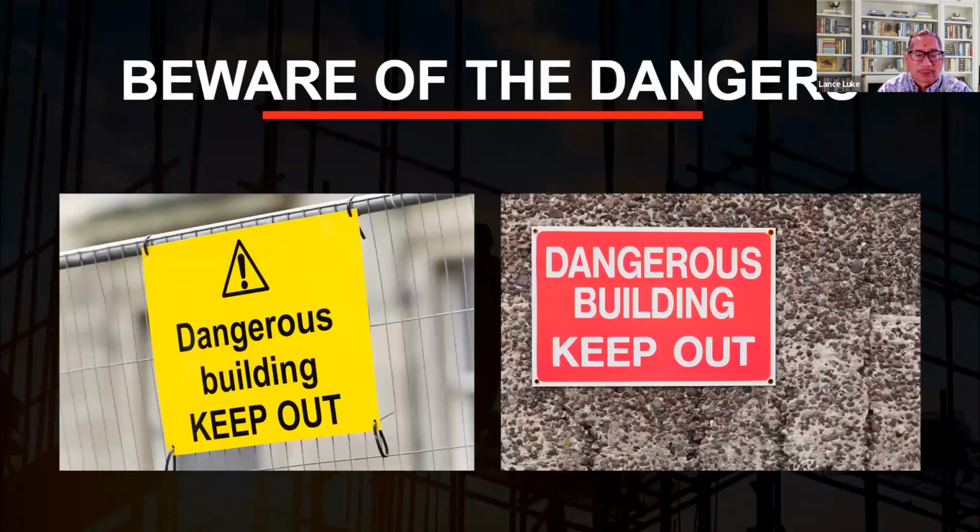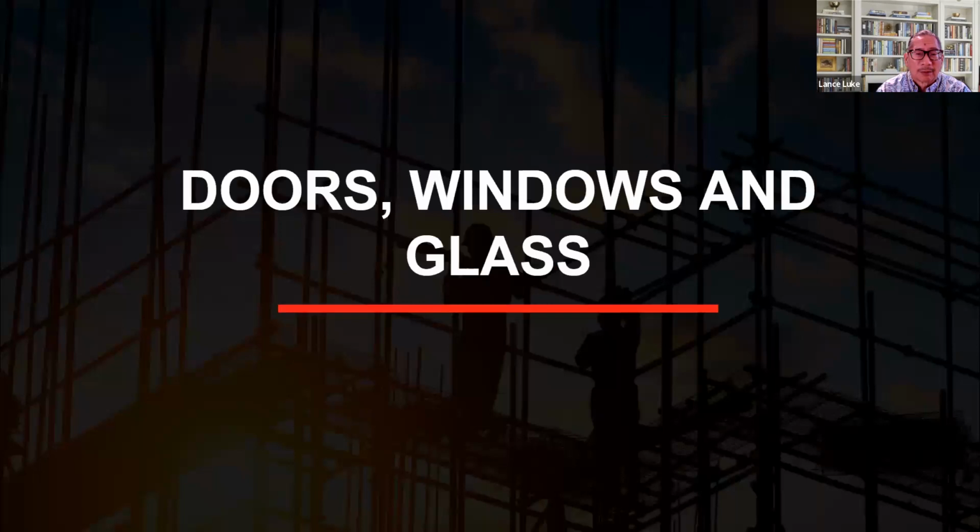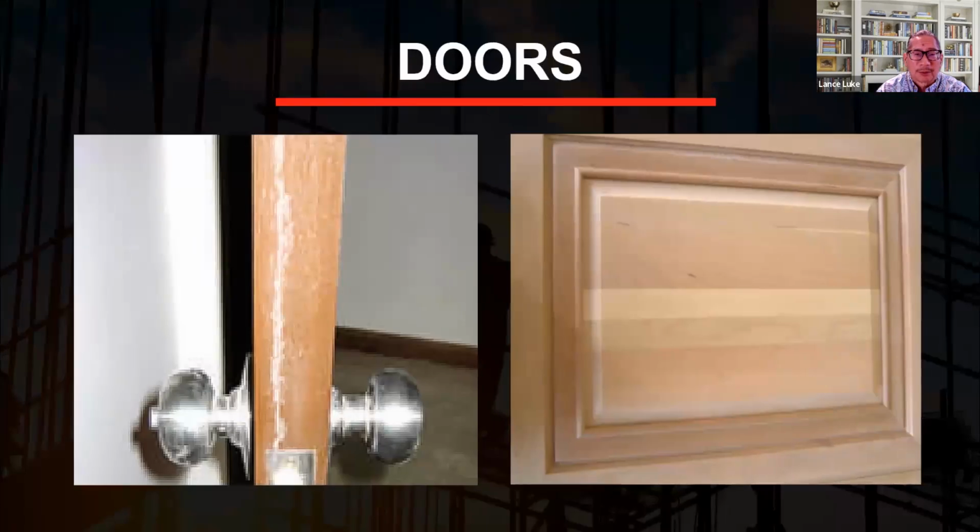So the first thing is beware of the dangers. Some of the building materials are so bad that it becomes very dangerous. I'm talking about lead paint and asbestos mainly, but we'll talk more about that as we go through the webinar. Doors, windows, and glass. Did you know that the materials that comprise the construction of doors, windows, and even glass could be defective? Well, let's talk about doors here.